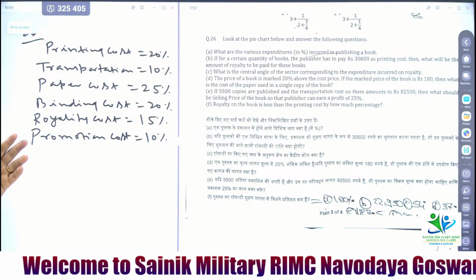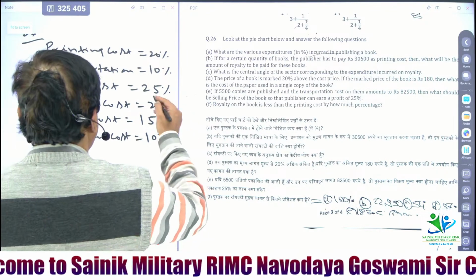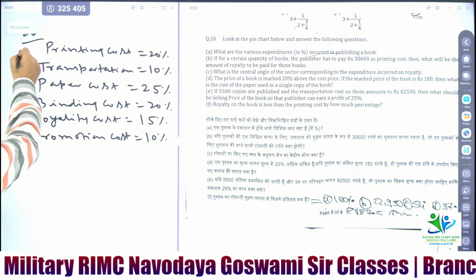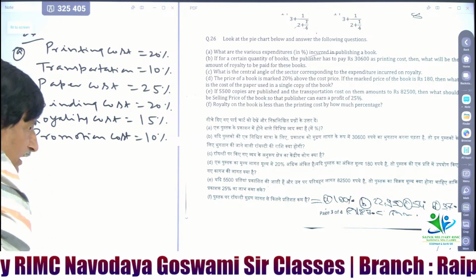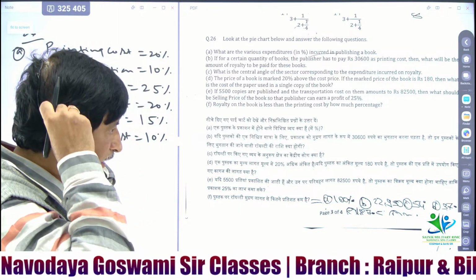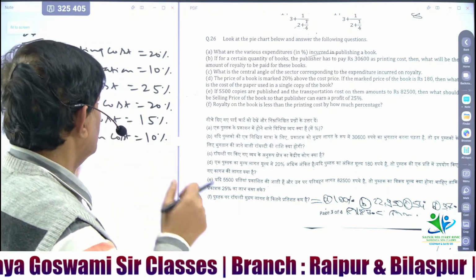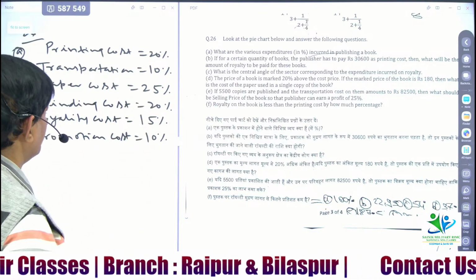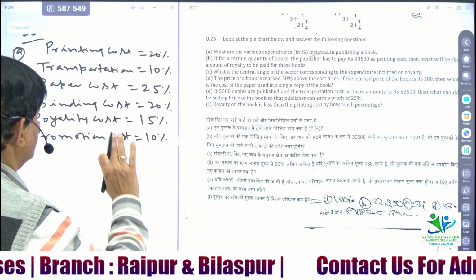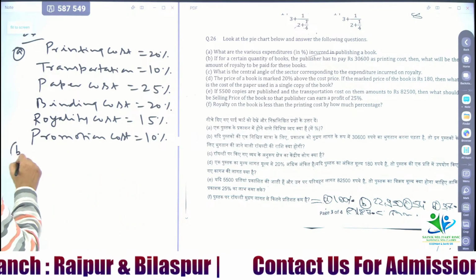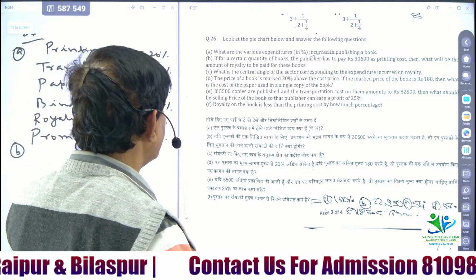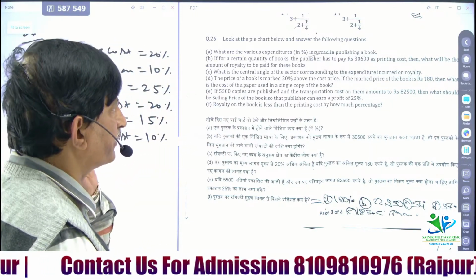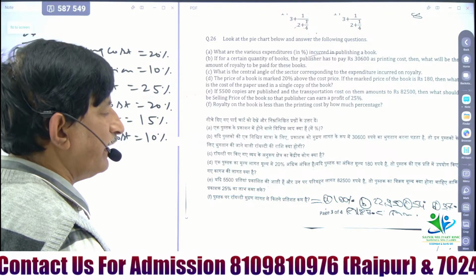So now see, the answer of part A is this one. Only you have to read the pie chart. And by reading the pie chart, you see the different type of cost in percentage are given. In first part, this one is the answer. Part B, if for a certain quantity of books the publisher has to pay 30,600 as printing cost, then what will be the amount of royalty?